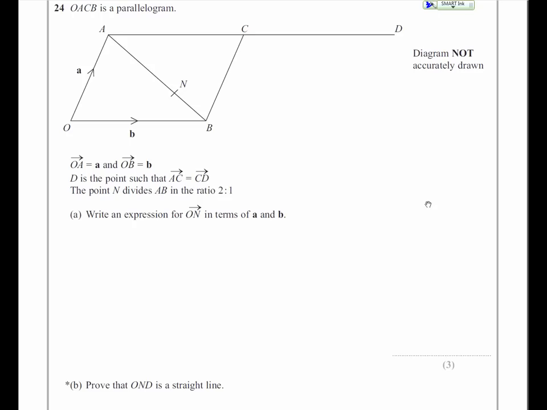OACB is a parallelogram. OA is a vector A, so let's draw that on. So vector A. And OB is a vector B. Let's draw that on. D is a point such that AC equals CD. Fair enough. So from A to C is the same as C to D.